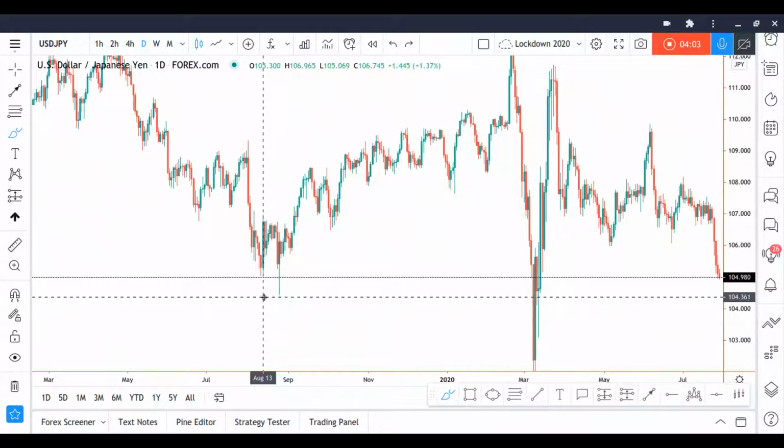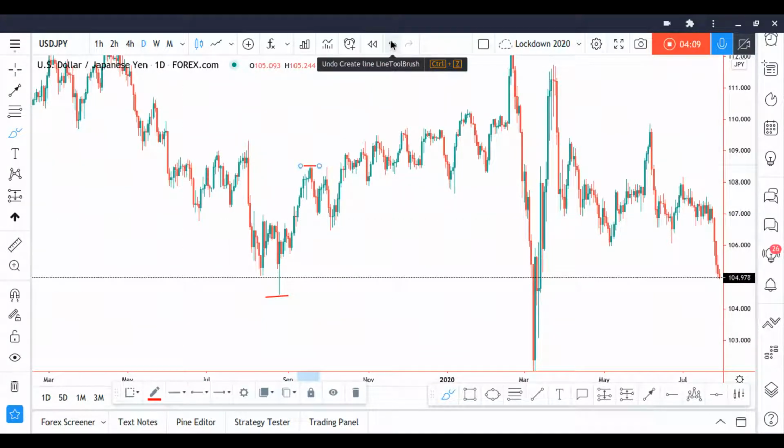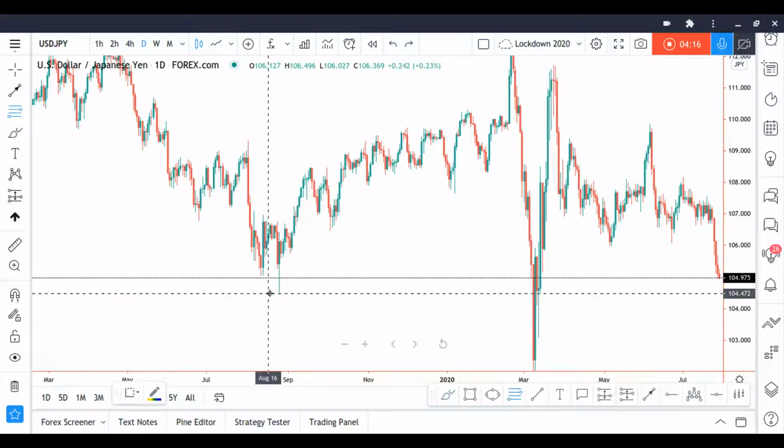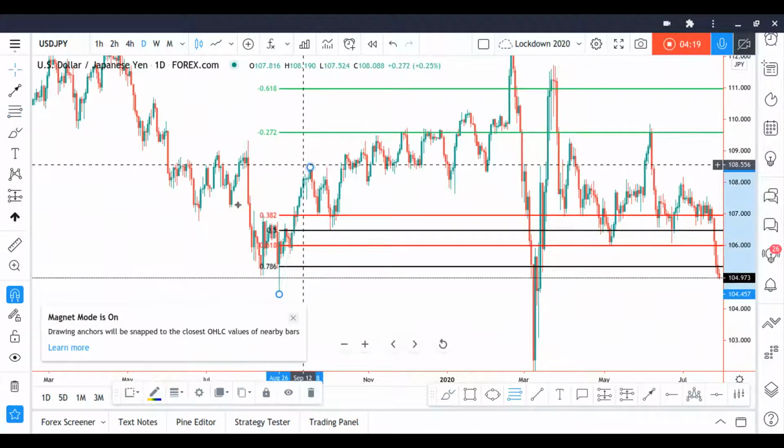We take our Fibonacci from this low over here to the high over here. Once you've taken your Fibonacci from the low to the high, you'll be able to see the different levels that the market loves to touch. Now let's do a live example.